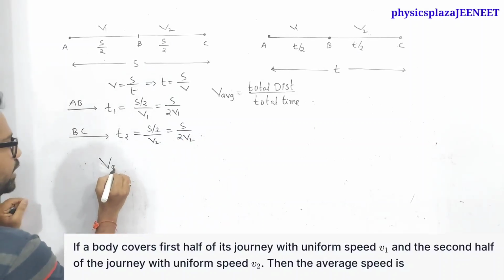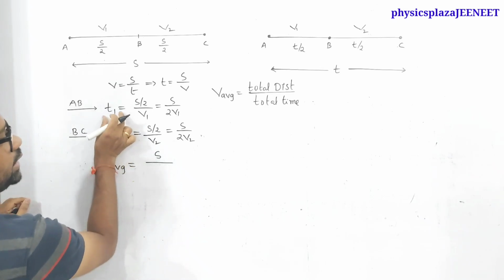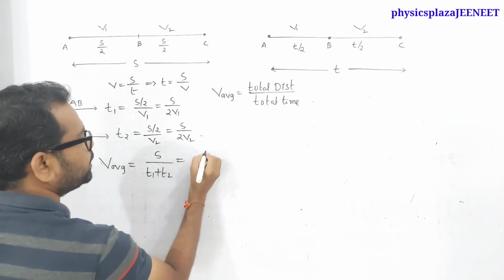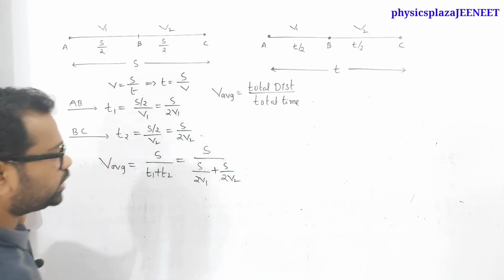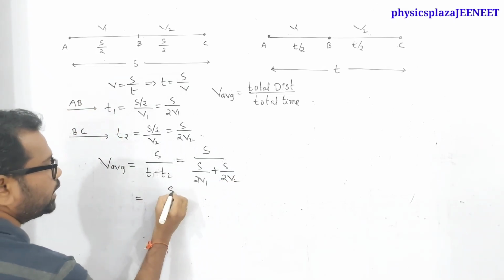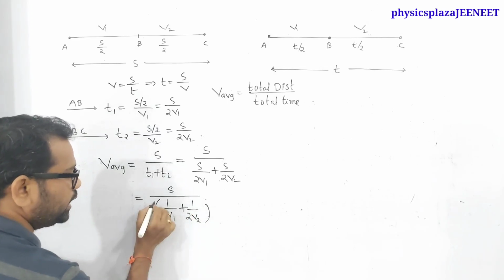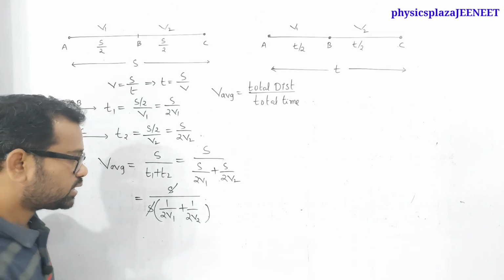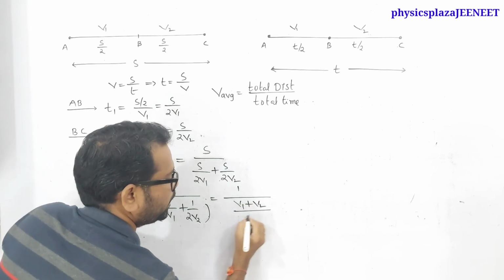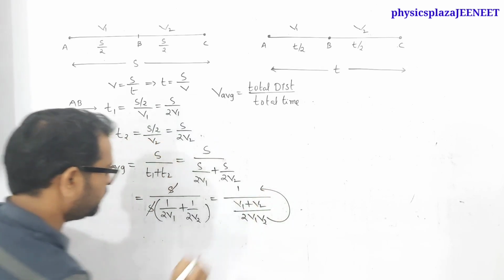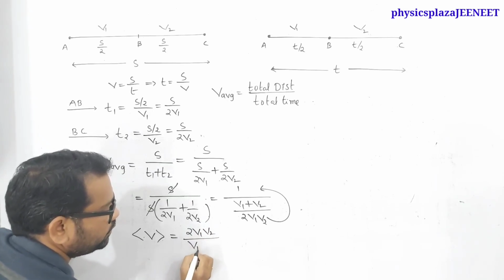Now we need the average speed, which is total distance traveled by total time taken. Total distance is S, and total time is T1 plus T2, so this is S by (S by 2V1 plus S by 2V2). Here you can take S as common, so this is S by S times (1 by 2V1 plus 1 by 2V2). S gets cancelled. Taking the LCM, 1 by 2 is common, so this is (V1 plus V2) by 2V1V2, which goes to the numerator. So average speed is equal to 2V1V2 by (V1 plus V2).